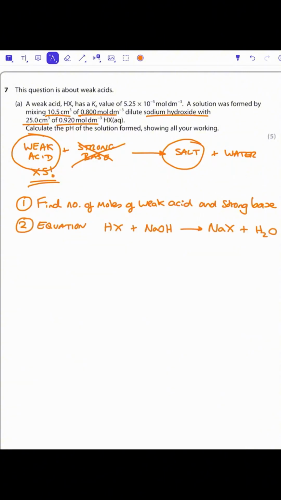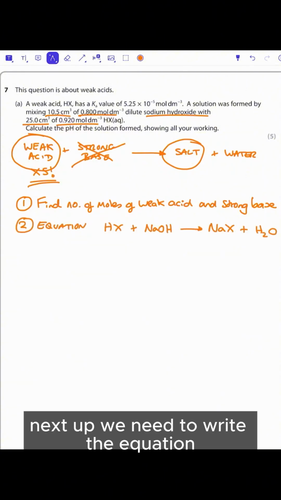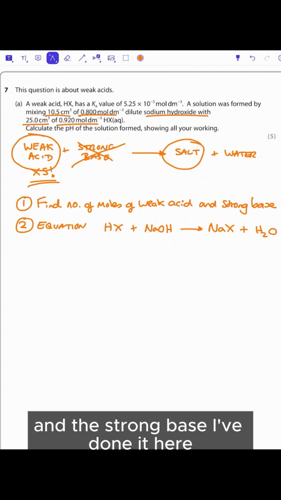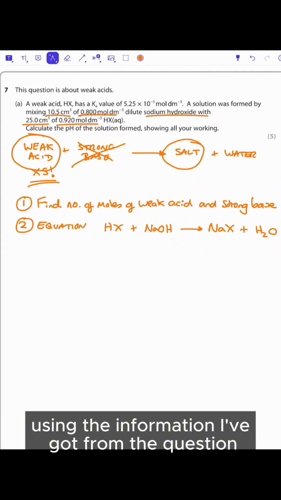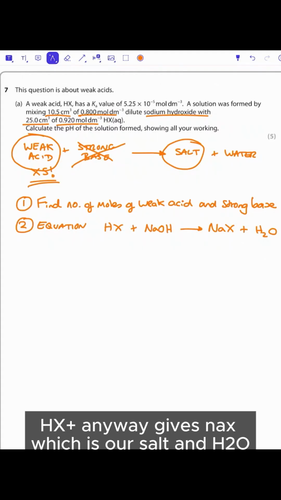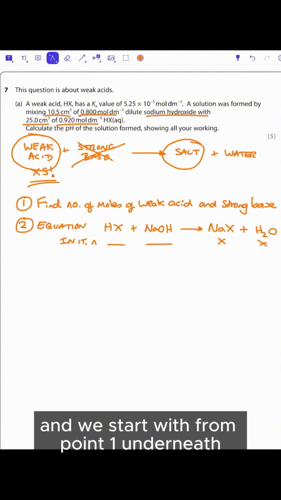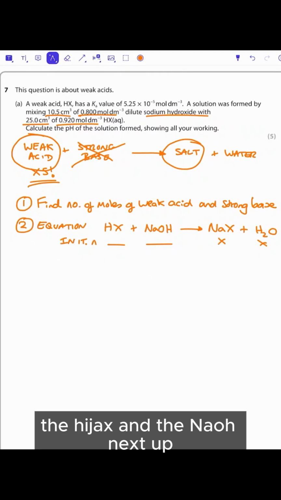Next up, we need to write the equation for the reaction between that weak acid and the strong base. I've done it here using the information I've got from the question. HX plus NaOH gives NaX, which is our salt, and H2O. Underneath, I put the initial number of moles that we start with from 0.1 underneath the HX and the NaOH.